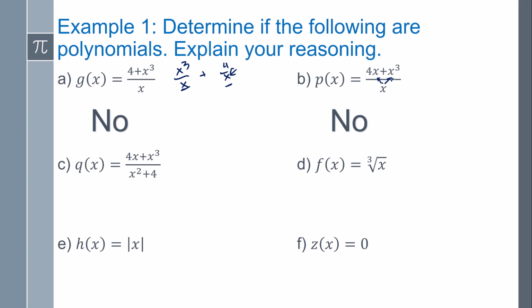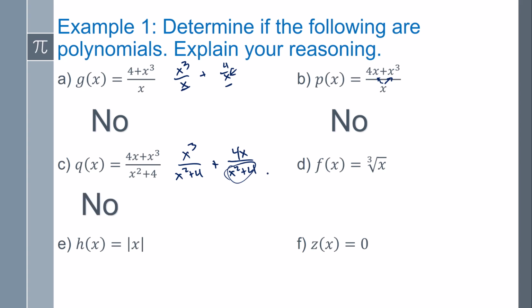Now for C, is this going to be a polynomial? Well, if I were to break this up again, x to the 3rd over x squared plus 4, 4x over x squared plus 4. Again, like this whole dividing thing, I can't have more x's in the denominator.